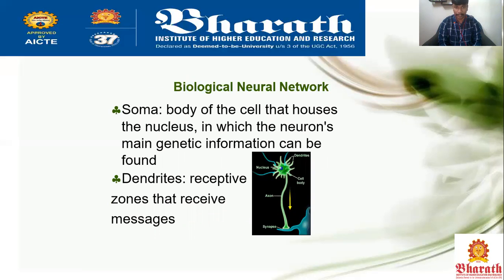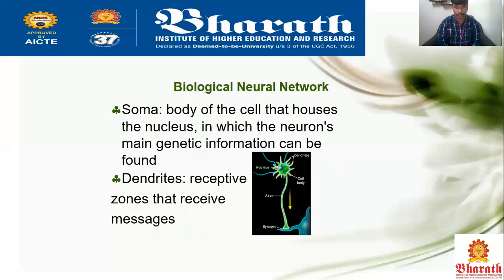The first one is the biological neural network. A biological neural network means a neural network which has been constructed naturally in our human body. That biological neural network is composed of several parts.